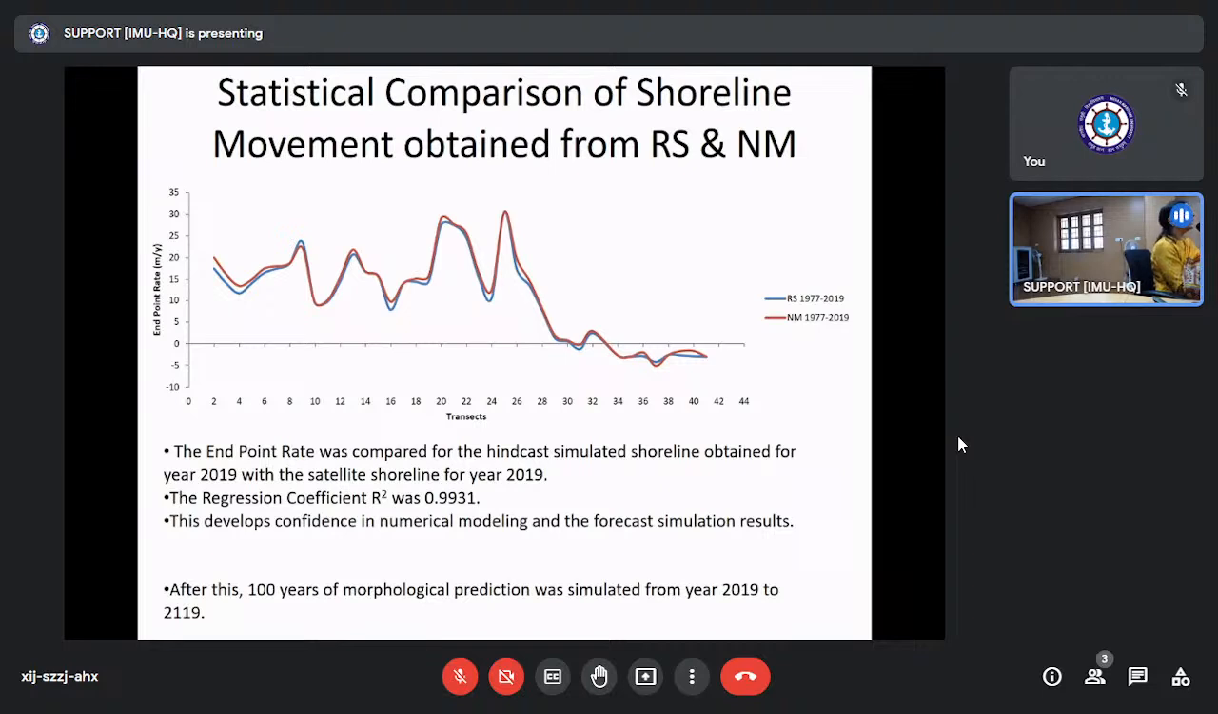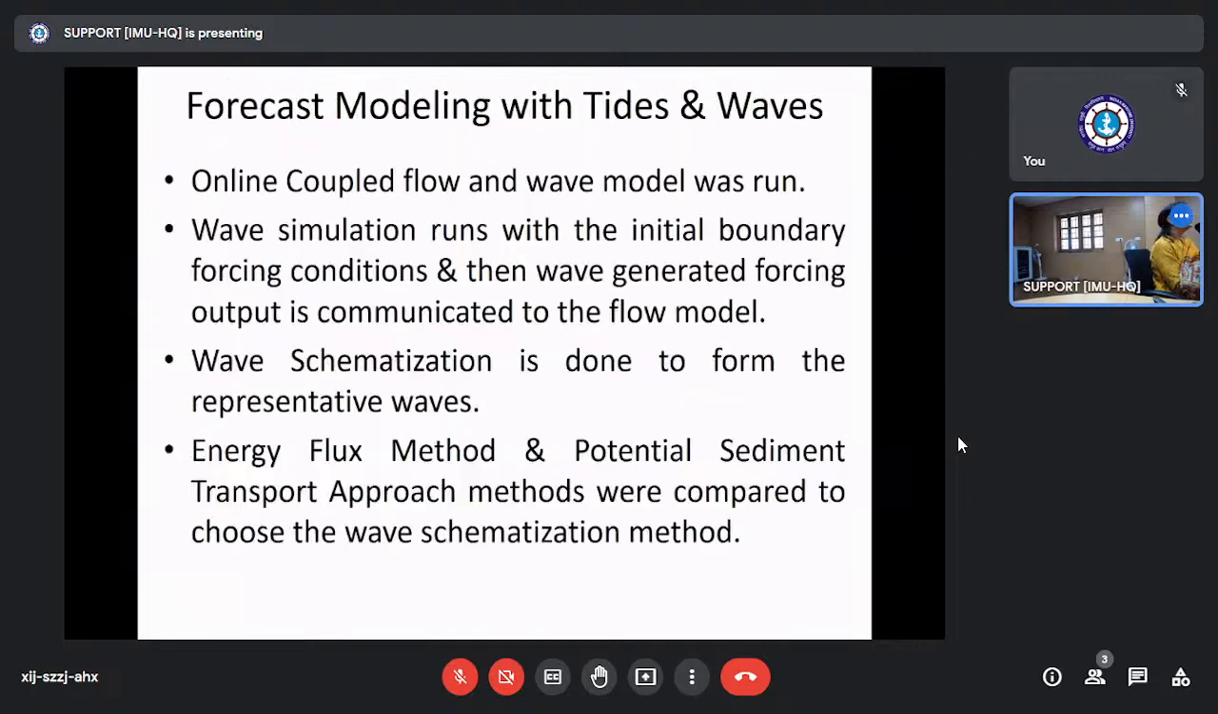After this, 100 years of simulations were performed from year 2019. Now, after completing the simulation with tides alone, the second variant comes into play, which is forecasting modeling with tides and waves. The coupled model was formed, which is an online coupled model where the updated wave data, the wave simulation runs with the initial forcing conditions, and wave generated results are given as input into the flow model.